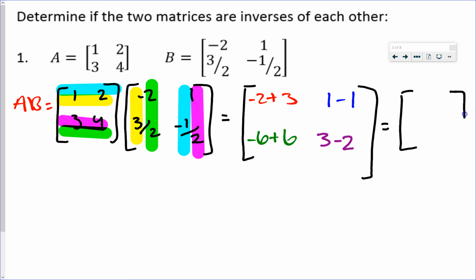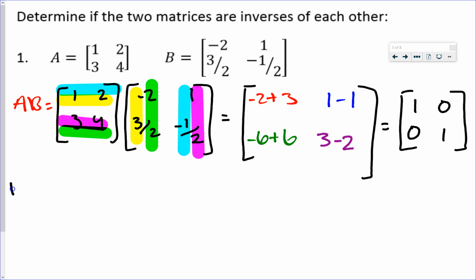All right, so how do these simplify? What is negative 2 plus 3? 1. What's 1 minus 1? Negative 6 plus 6? 3 minus 2. What did we just get? Not yet. What is this called specifically? This is the identity matrix. So far, we could say yes, but we're not going to say yes, because we have to do B times A. Yes, you do. It has to work for both. It can't just work for one. It has to work for both.